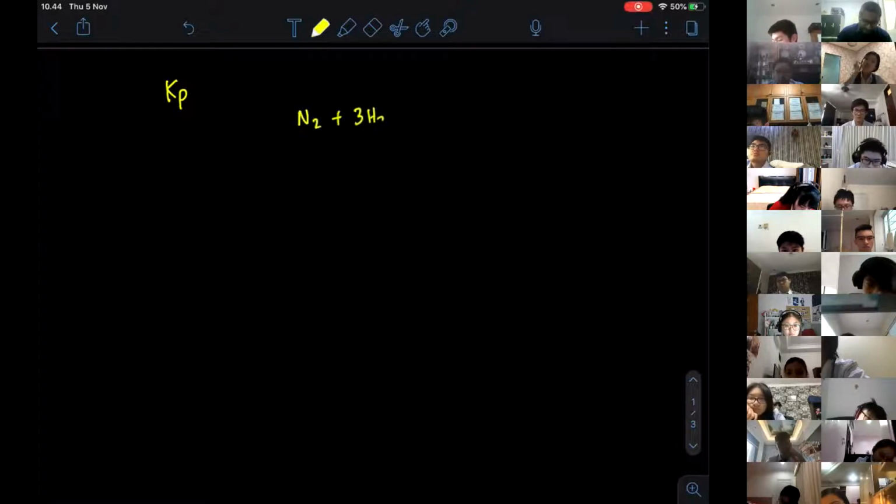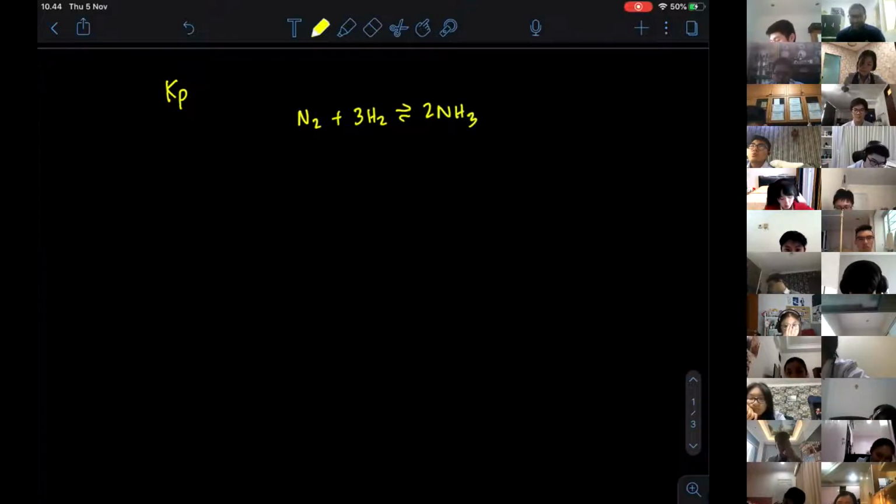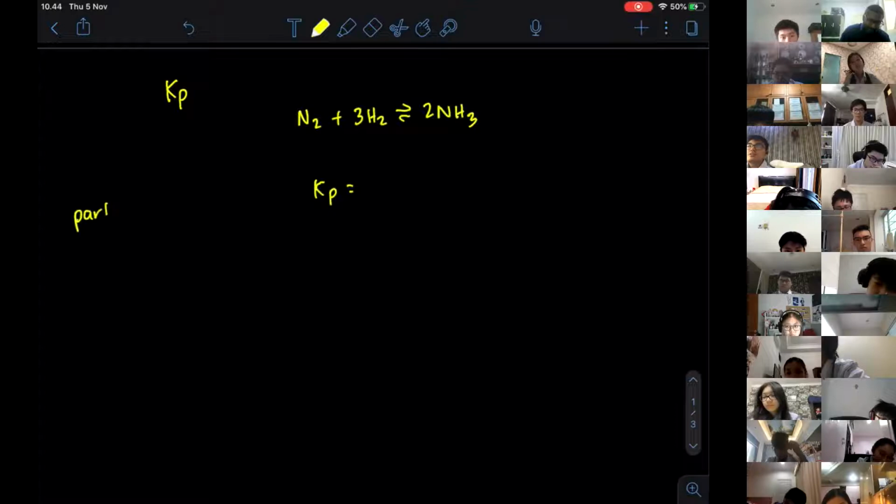Okay, now the next part that I want to teach is the Kp. Now Kp is similar to your Kc, but Kp is specific for gases. Like you see, the Kc you can use for gas, you can use for liquid, you can use for aqueous. But Kp is only for gas, so therefore I'm going to use this example. If I want to represent using Kp, it's almost the same. Kp equals to, we are going to use this term called partial pressure. Okay, partial pressure. What is partial pressure? I'll tell you in a while.